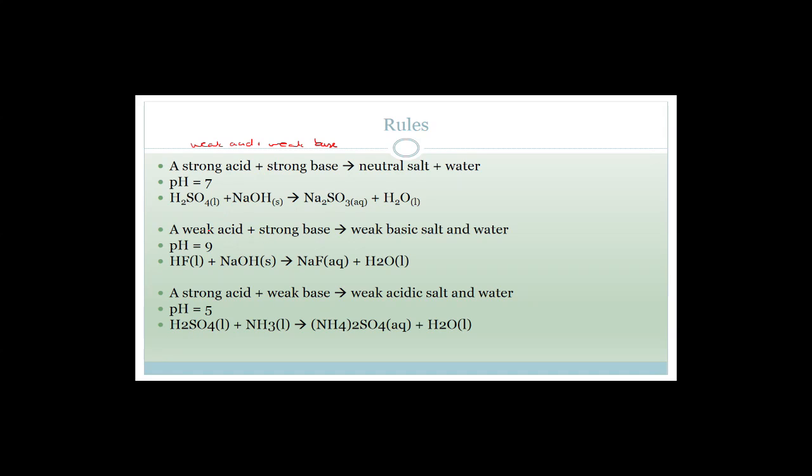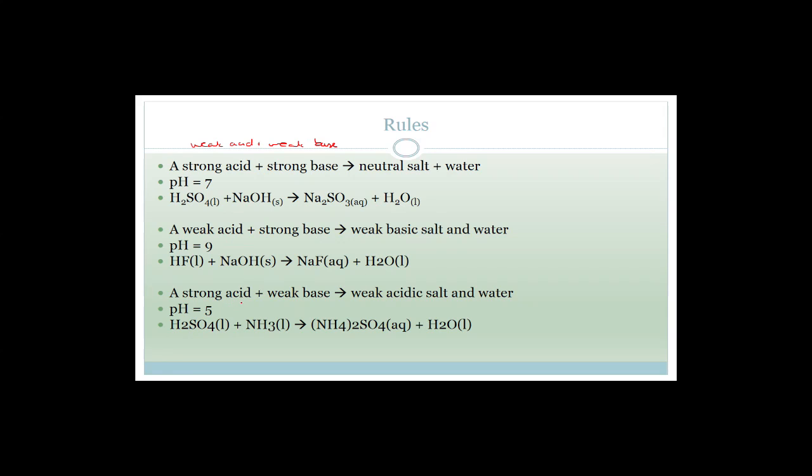Okay, if you've got a weak acid and a strong base, you're going to end up with a weak basic salt plus water, and your pH is going to be higher than 7. Let's put it that way. So for example, we've got hydrogen fluoride, which is a very weak acid, and we add it to a strong base, which is sodium hydroxide, you end up with sodium fluoride plus water. And the sodium fluoride is a weak basic salt that's going to dissolve in this water, which means we're going to have a higher pH than 7.